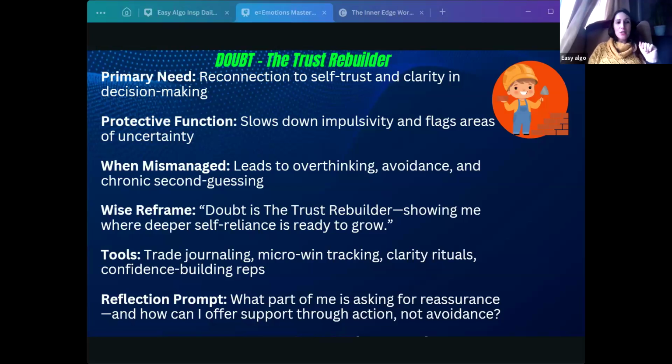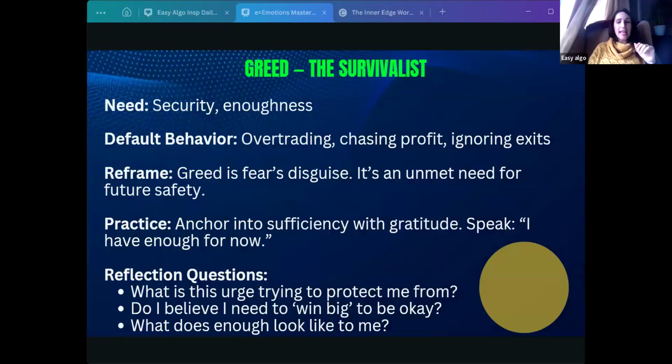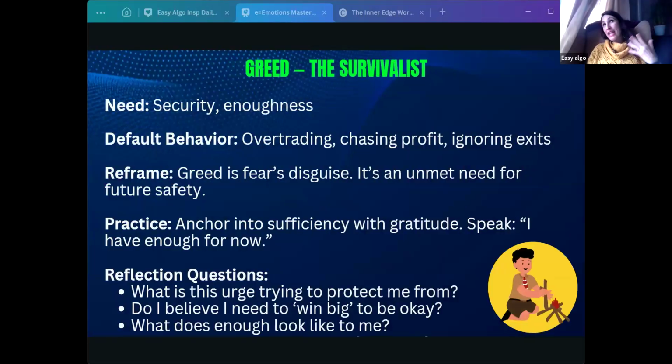Okay, last one, which again, some of us tend to more than others. I want you to think of greed as your survivalist. It's there because it's in scarcity mindset. Remember when we did the money mindset webinar? It is all about scarcity, right? It's about survival. I need more, more, more. There's not enough. It needs enoughness. It needs a little bit more of that abundance mindset to be activated here.